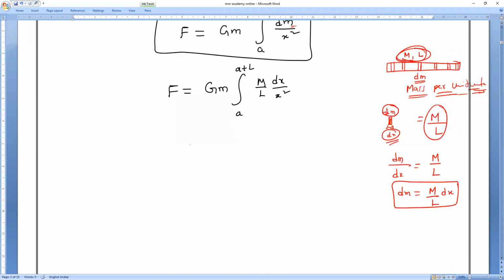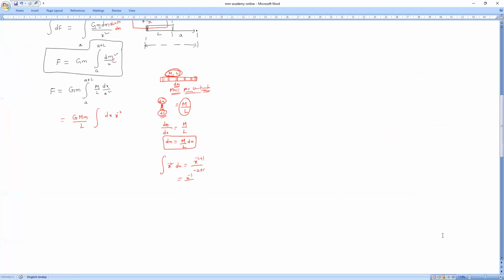So the mass per unit length also remains constant. I will take that also outside. So G into capital M into small m divided by L, and integration of dx, with x square going up. What will become? x power? Speak loudly. x power minus 2. So integration of x power minus 2 into dx. Anybody can tell what is the formula? x power minus 2 plus 1 divided by minus 2 plus 1, which is equal to what, guys? x power minus 1 divided by minus 1. Am I right, guys?